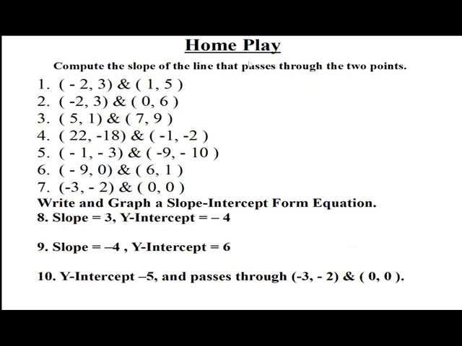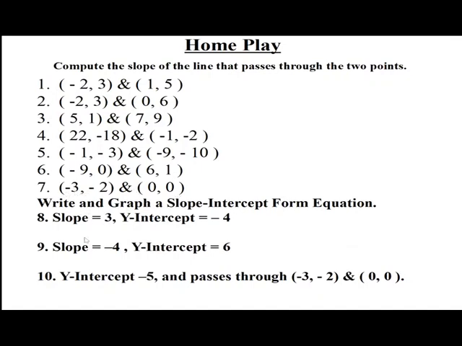All right. Home play. It says compute the slope of the line that passes through the two points. And the points given, here we go. For number 1: (-2, 3) and (1, 5). For number 2: (-2, 3) and (0, 6). Number 3: (5, 1) and (7, 9). For number 4: (22, -18) and (-1, -2). Number 5: (-1, -3) and (-9, -10). For number 6: (-9, 0) and (6, 1). For number 7: (-3, -2) and (0, 0).